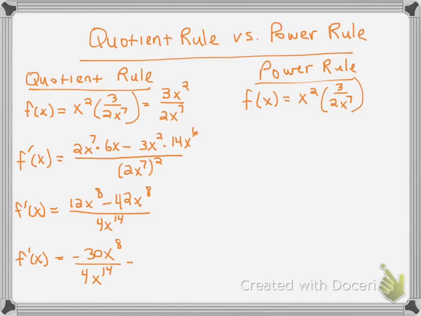All right, I'm going to simplify. When I simplify that, I end up getting negative 15 over 2. And then when I simplify my variables, I end up getting x to the 6th on the bottom. So that right there is using the quotient rule. Now I'll show you how to use the power rule.